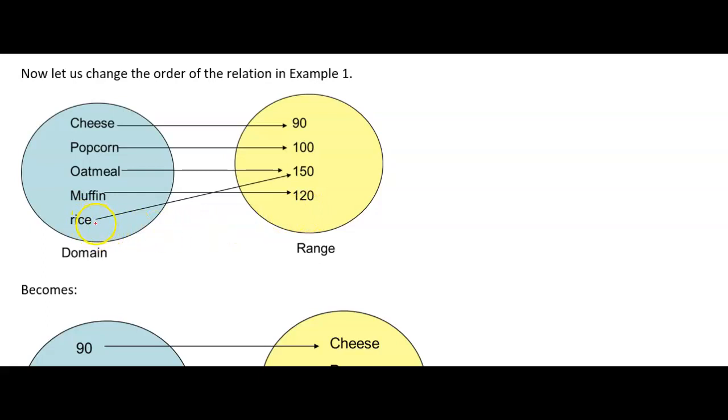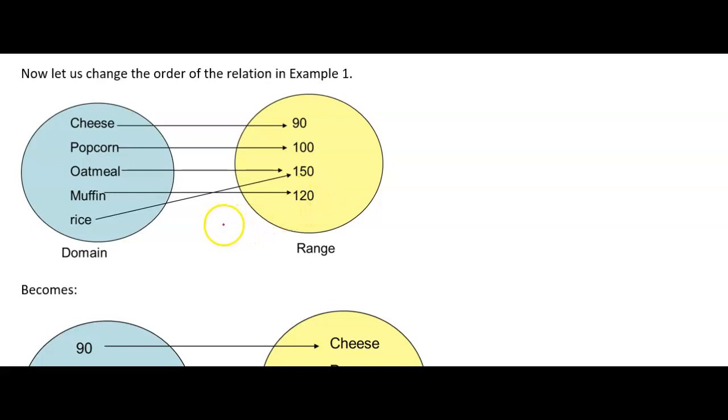So if you notice, I draw an arrow. Cheese had 90 calories. Rice had 150. And you can see there's 2 arrows pointing to 150. That's not a problem. If I see a graphical representation of a function and each item in the domain, which is generally on the left, only has one line leaving it, it doesn't matter where that line goes to, as long as it goes to something, it is a function.